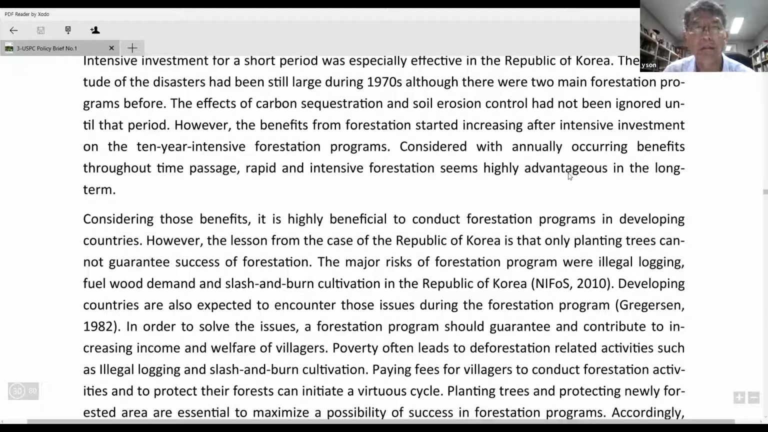Are you following? Yes. Okay, no problem to understand? Yes, all is clear. Good. I am stressing the importance of reforestation several times using monetary values. So hopefully you understand what I'm saying, okay?